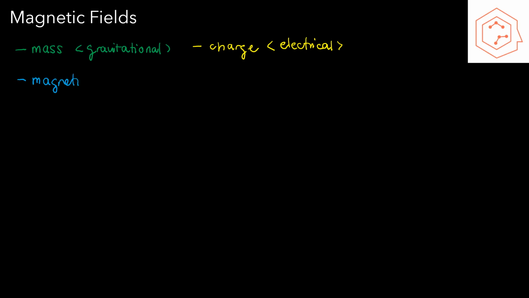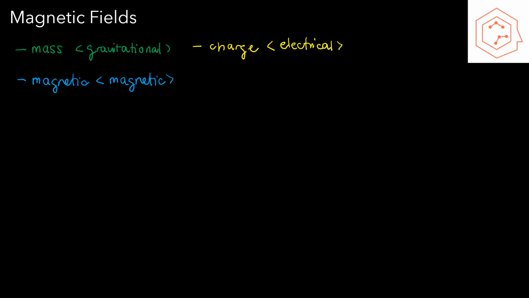So up to now, we've talked about objects with mass, which were surrounded by a gravitational field. We then moved on to charged objects, or charged particles, which were surrounded by an electrical field. And now we're going to be moving on to magnetic objects, which of course are surrounded by a magnetic field. So what exactly is a magnetic object?